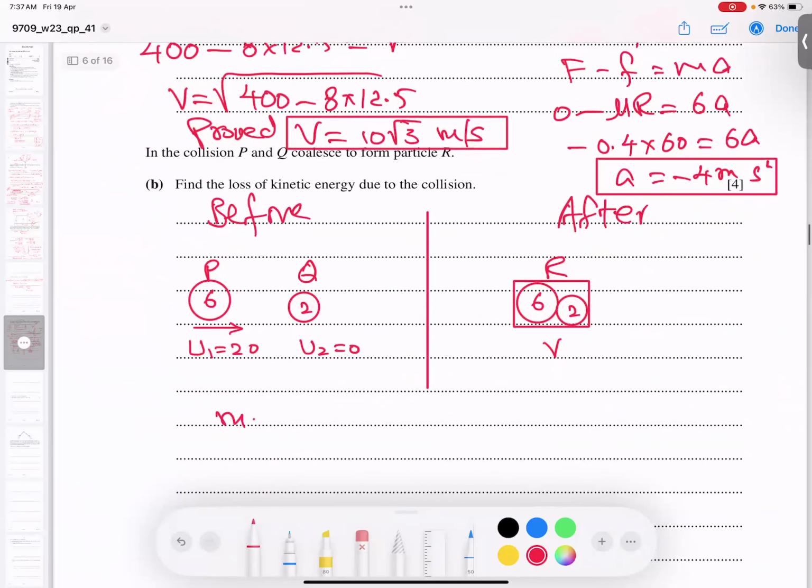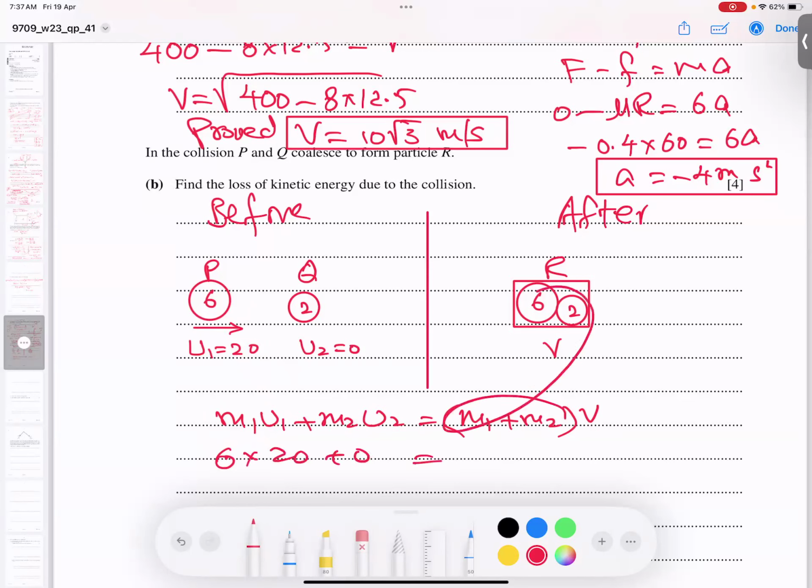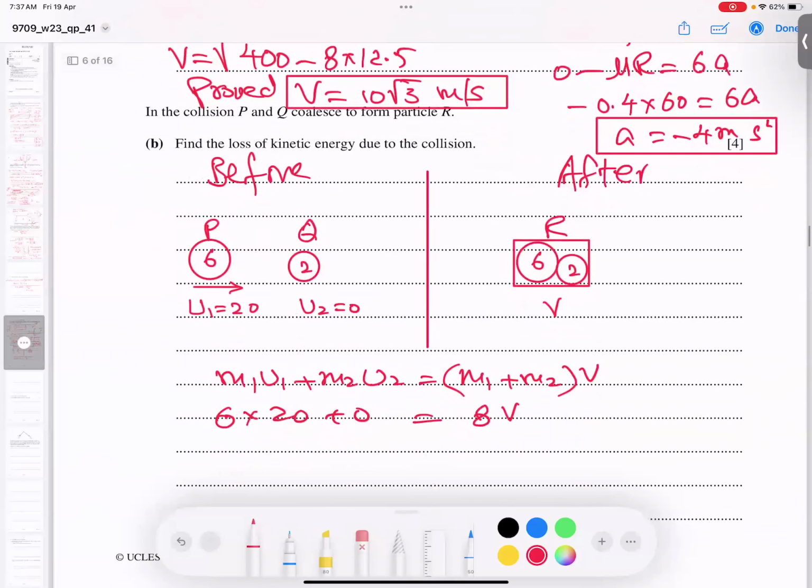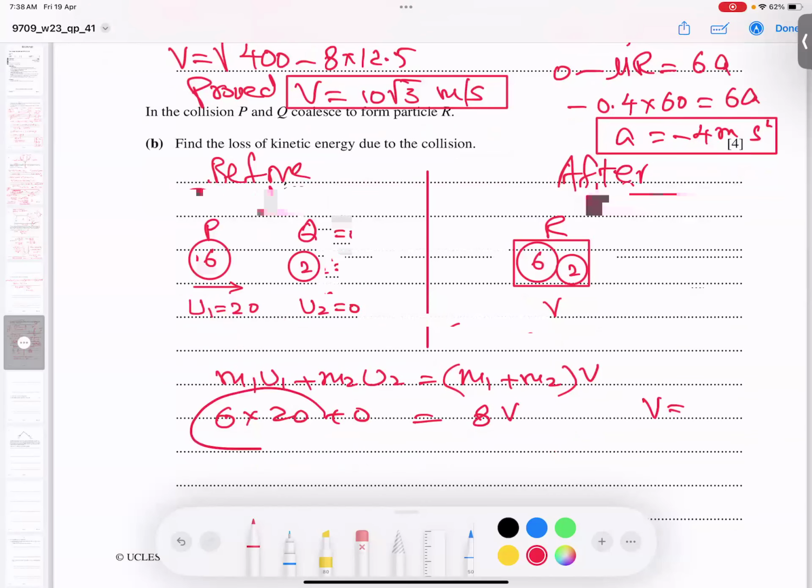So what is the formula? m1u1 plus m2u2 equals m1v1 plus m2v2. But here the v speed is the same, so v is common, and I'll get m1 plus m2 times v. So the mass is 6, u is 20, so 6 times 20. This is 0. Here both masses add and become 8. And the speed I don't know. So I get 120 divided by 8.